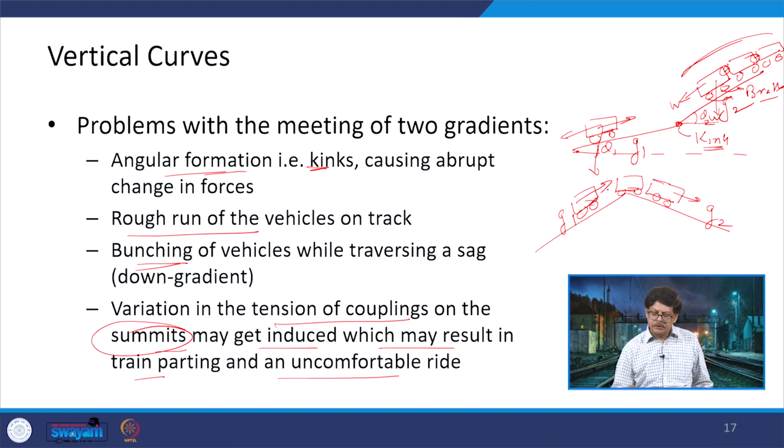At this summit, because of this component of W which is going in this direction, the couplings are getting into tension. There is a possibility that if this tension is very high, the coupling may open and detach the wagons. Or, because of the tension induced at the couplings, it can also result in an uncomfortable ride even though the couplings are strong and nothing has been detached. So, this is another issue here.